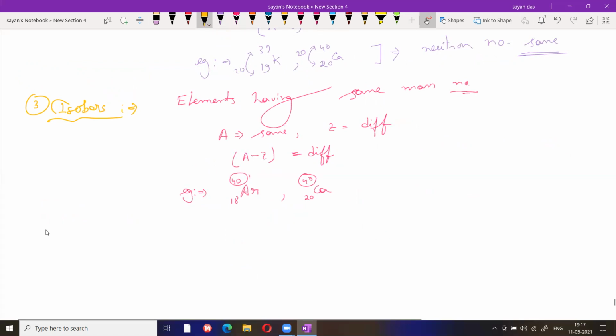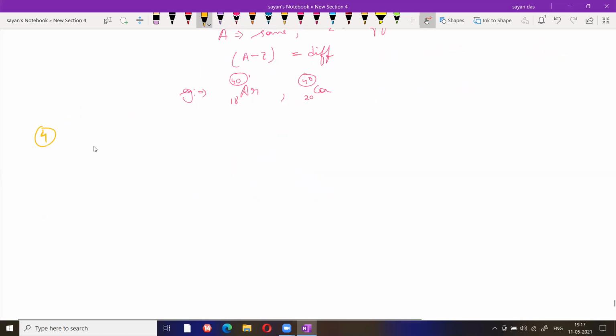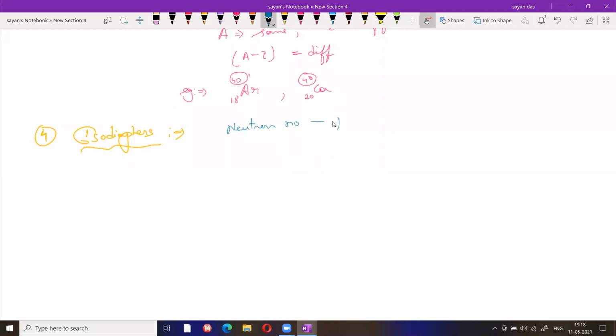Any doubt regarding these three? These three are very well known to all of you. The next one is isodiaphers. That is a new term, I think. For isodiaphers, always remember, neutron number minus proton number, this value is fixed, this value is the same. They are called isodiaphers.